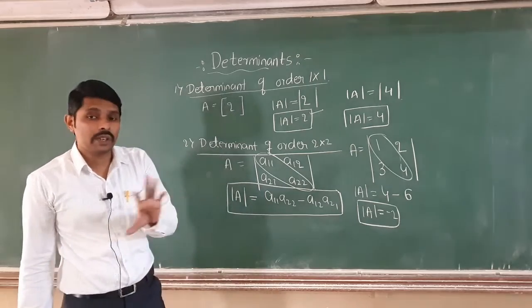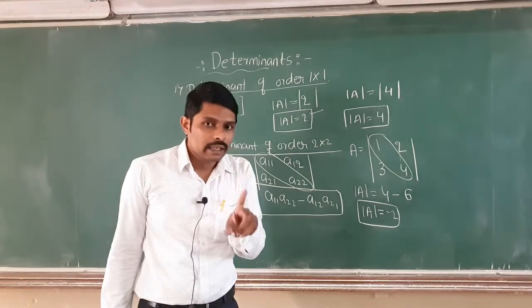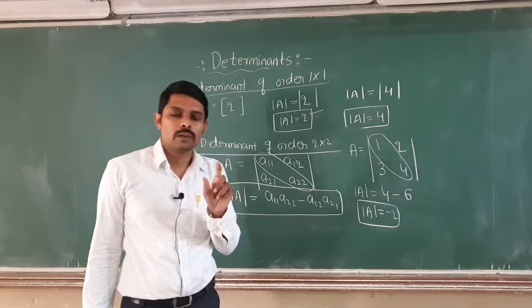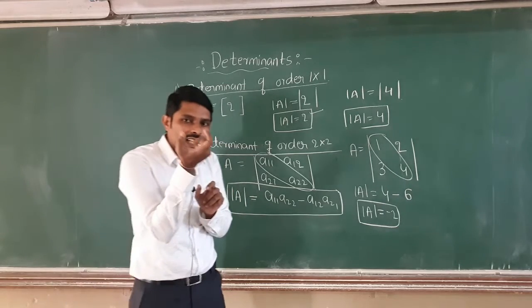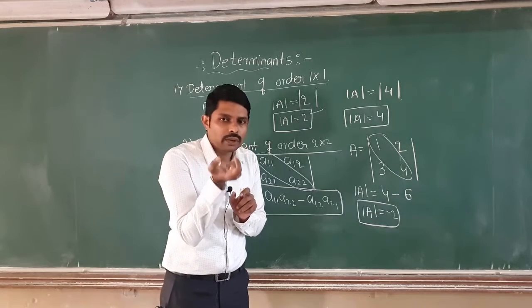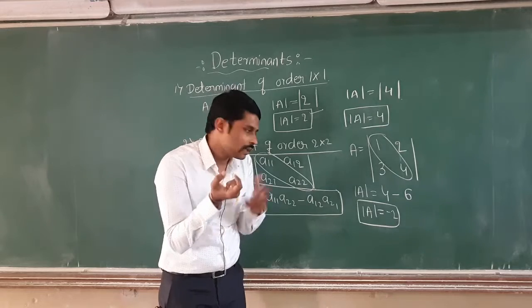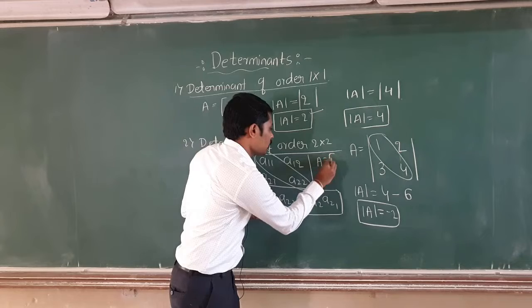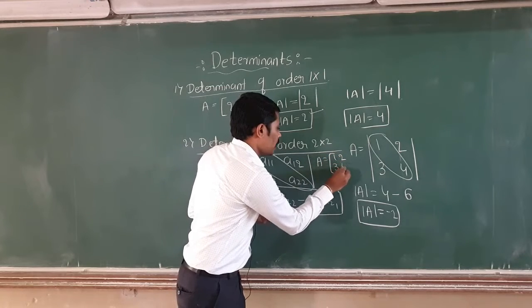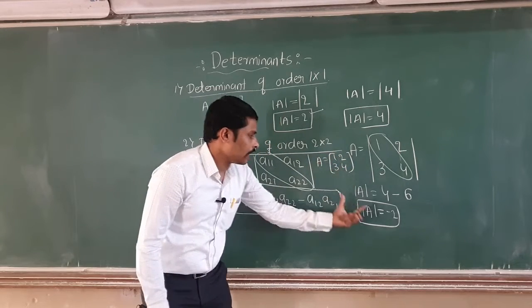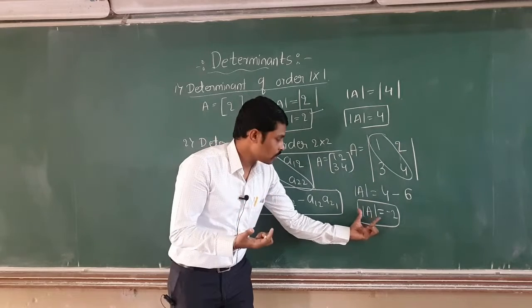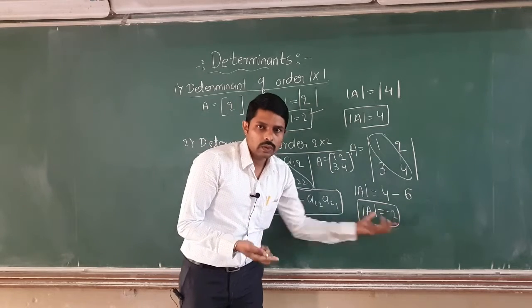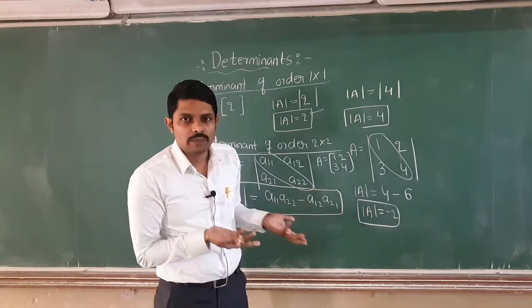Now I will repeat the definition. Determinant is nothing but for every square matrix we can associate a value. See here, dear students, here A is equals to 1, 2, 3, 4 matrix. For this matrix I have associated one value, that is minus 2. So, it is nothing but the definition of the determinant.